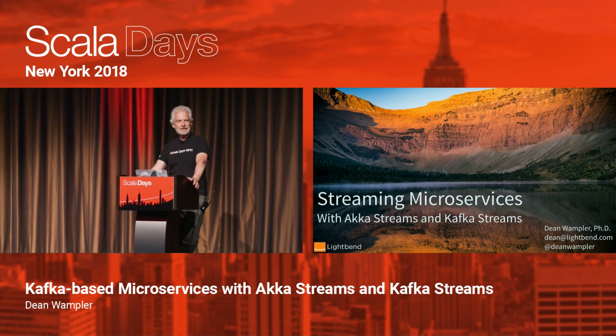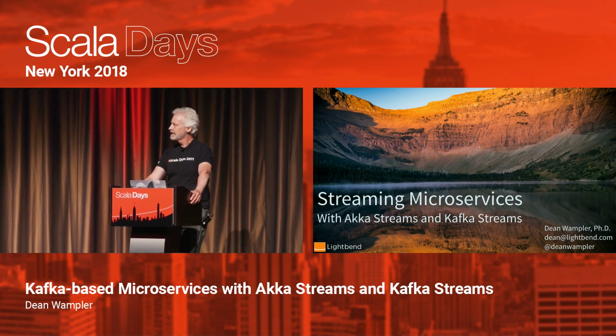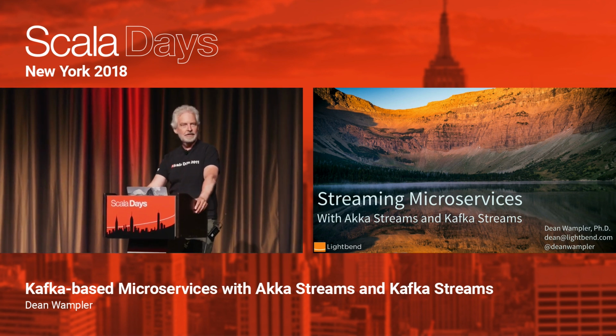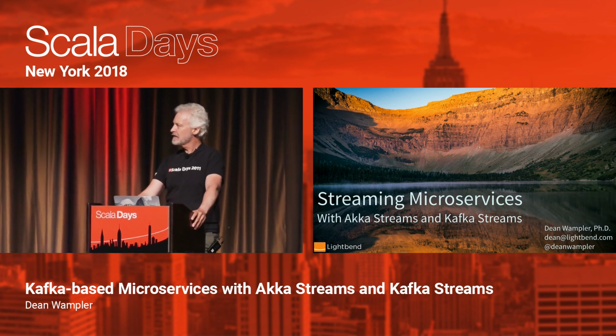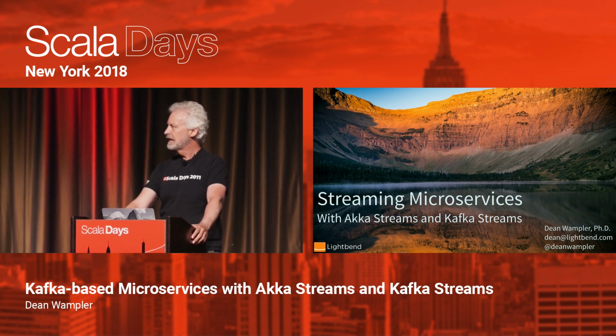This is a talk about building microservices that are based on Kafka as sort of the backplane, and then using Akka Streams and maybe Kafka Streams. I want to talk a little bit about the pros and cons of each choice, what I like about them, what I think you should be aware of, and I'll even show some code examples.